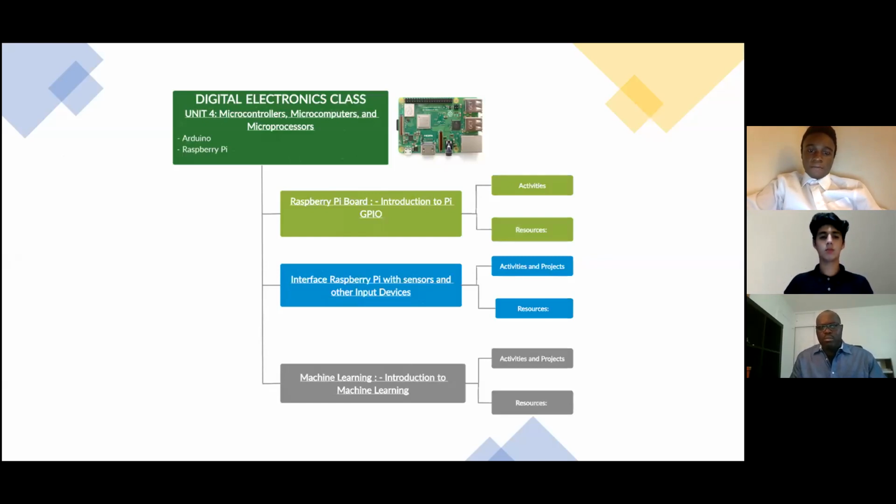So the ultimate goal of these activities is to introduce students to Python programming and also introduce them to machine learning. So I've divided this lesson into 3 different parts. The first part is going to be introduction to Raspberry Pi board. The second part is going to be interfacing sensors with Raspberry Pi. And then the third part is going to be introduction to machine learning.